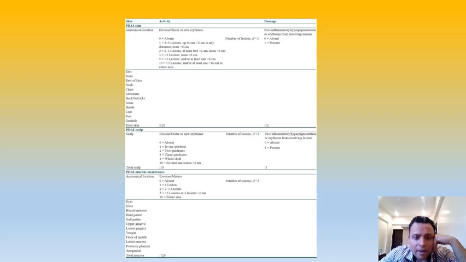We are just checking the activity here, and again they are checking 12 areas including the eyes, nose, buccal mucosa. These are all mucosa: eye mucosa, nose mucosa, not the skin of that. Hard palate, soft palate, upper gingiva, lower gingiva, tongue, floor of the mouth, labial mucosa, posterior pharynx, anogenital. So you have to remember this.